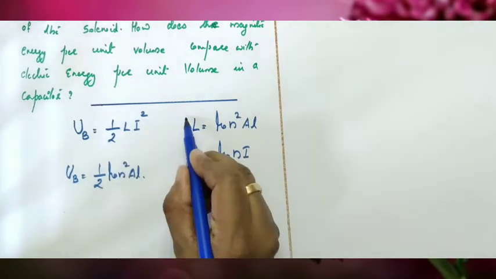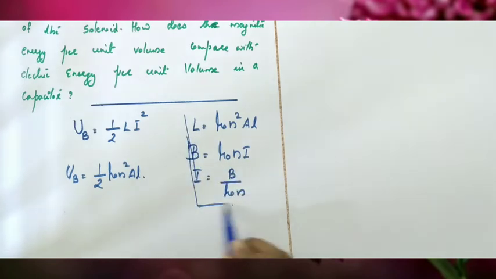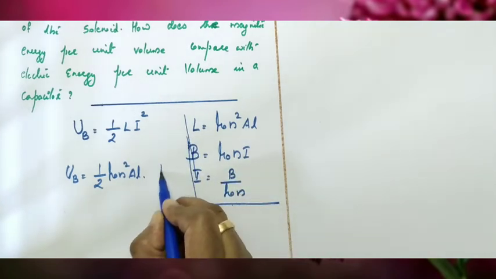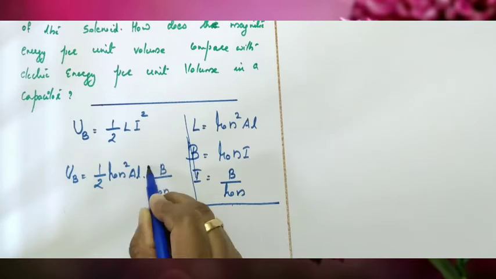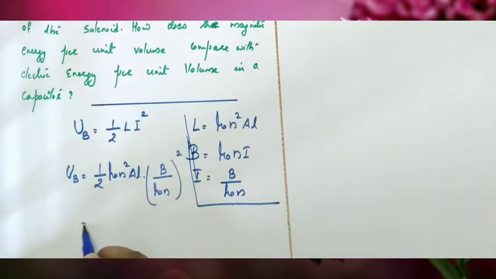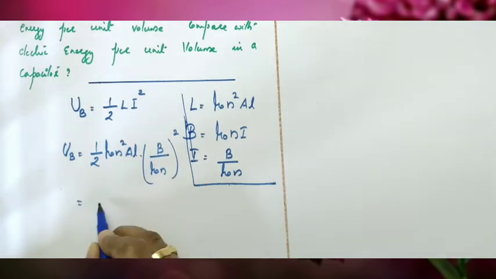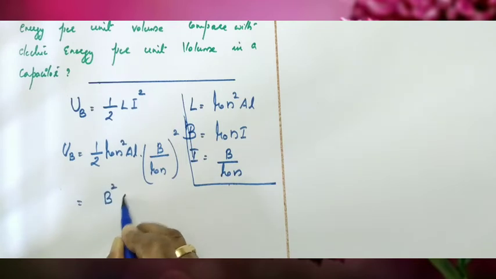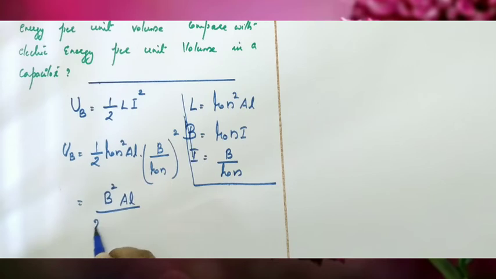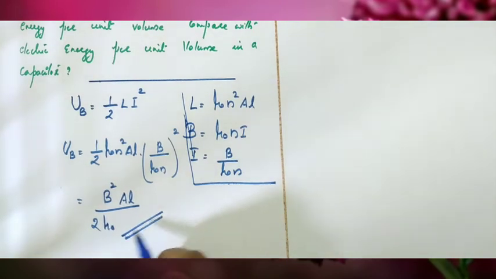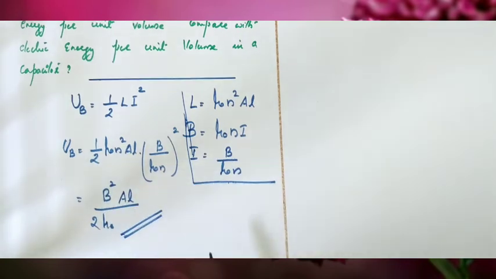Okay, and what is current I? The current I is equal to B divided by mu 0 n the whole square. We can simplify it. It is given by n square get cancelled, and it can be written as B square Al divided by 2 mu 0. Okay, so B square Al divided by 2 mu 0. This is the energy stored in an inductor in terms of magnetic field, area and length.